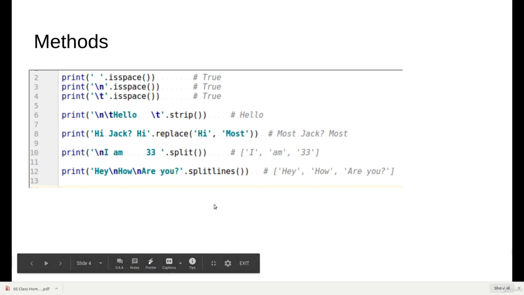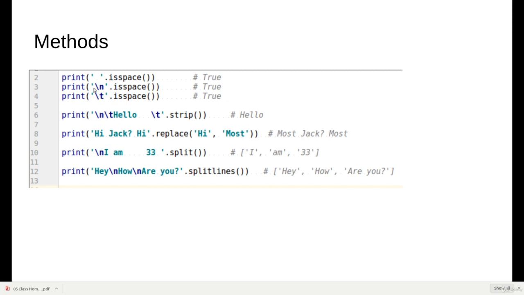isspace. This is a bit tricky. You might think that space is just a space like that, but in general space is what we call whitespace, which is more than just this space. Whitespace in Python can include the space, the \n and \t. So all of them are spaces.